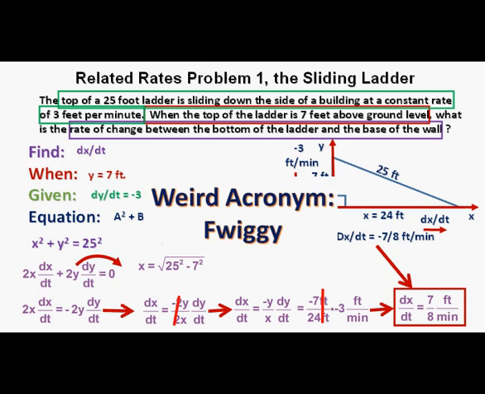It's this organization that helps to solve the problem. Find, when, given, and equation, the initials FWGE, which makes for a clumsy sort of acronym which we can pronounce as FWIGI.